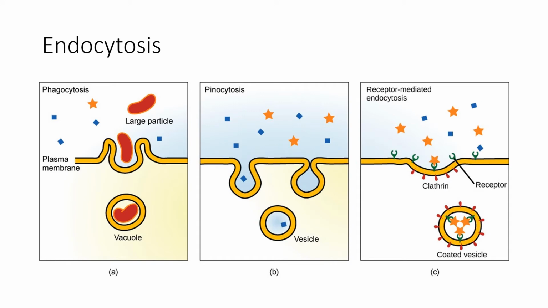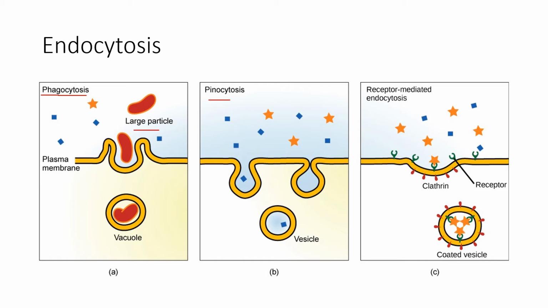Endocytosis. This is where things are being brought into the cell, but the cell membrane is going to be involved here. And when you do any type of endocytosis or exocytosis, it's going to require energy. Phagocytosis, literally cellular eating. So the membrane comes up around this large particle and brings it into the cell. That is phagocytosis.